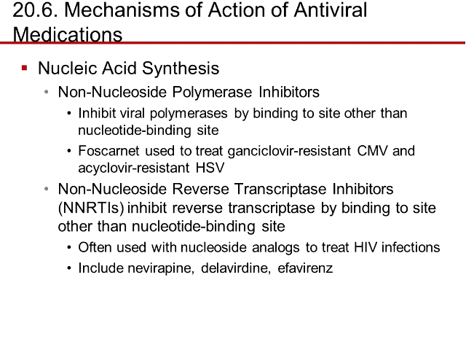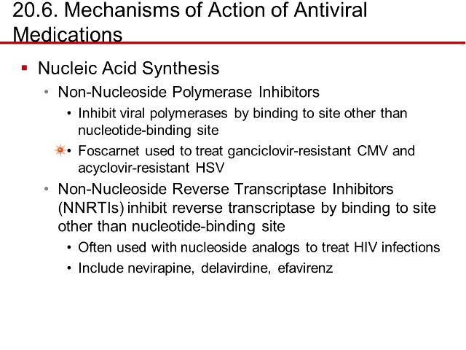Now, the non-nucleoside polymerase inhibitors inhibit viral polymerases by binding a site other than the nucleotide binding site. For instance, foscarnet is used to treat ganciclovir-resistant CMV and acyclovir-resistant HSV.